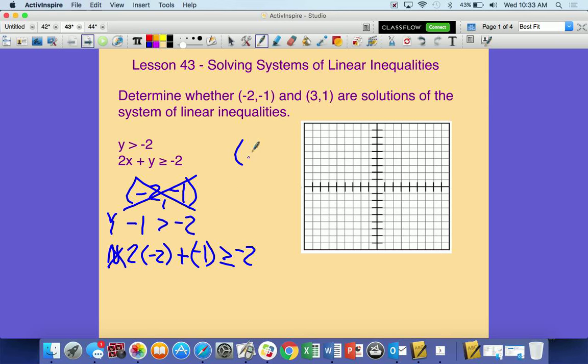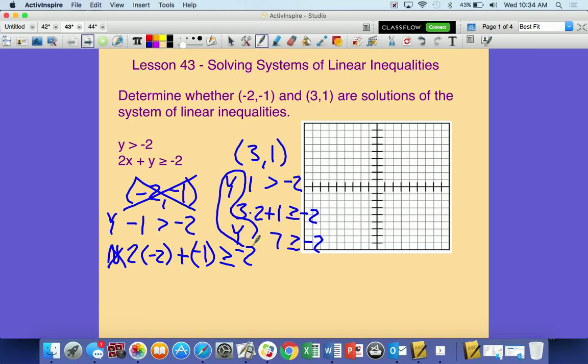For the point 3, 1, well, we plug that in, 1 greater than -2, yeah, that is the case. Our other one, 3 times 2 plus 1, is that greater than -2? 6 plus 1 is 7, greater than -2? Yes, that also works. Because that works for both of them, then the point 3, 1 is a solution of this system.